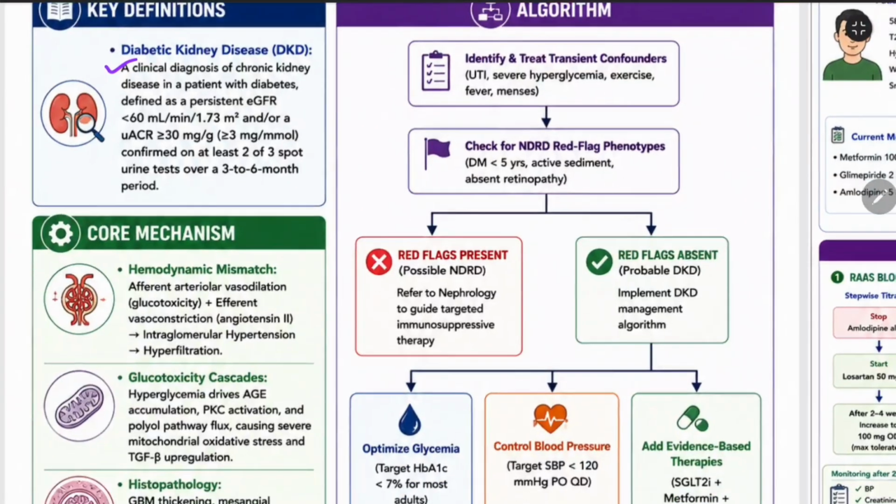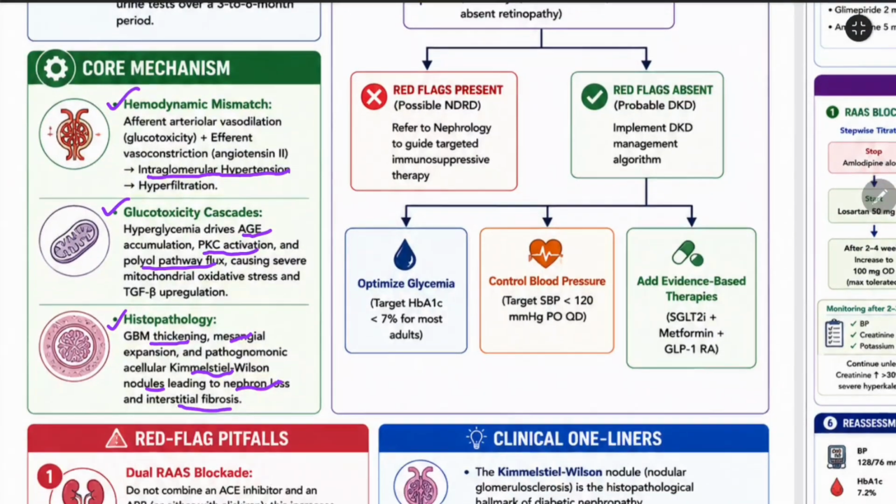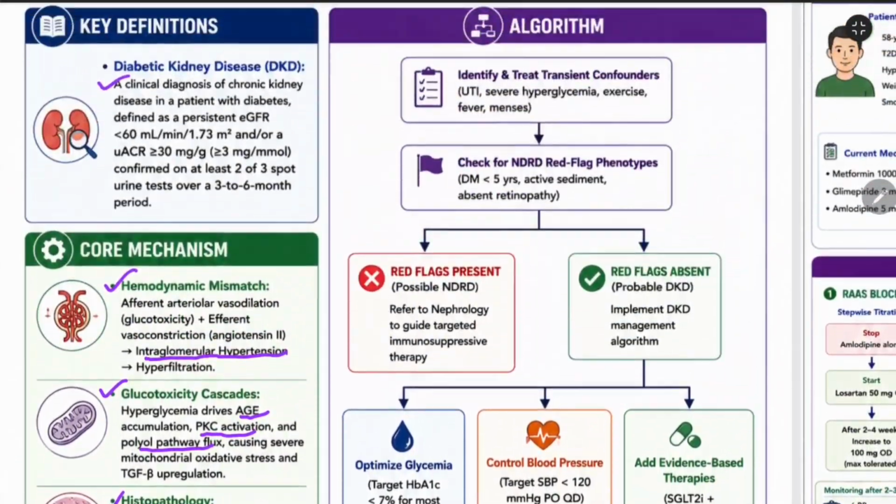What is the core mechanism? Hemodynamic mismatch, raised intraglomerular hypertension. That is one. Second is glucotoxicity: advanced glycation end products, PKC (protein kinase C) activation, and the polyol pathway. That is the second. Histopathologically, first there will be GBM (glomerular basement membrane) thickening, then mesangial expansion, then development of sclerosis, that is Kimmelstiel-Wilson lesions, then nephron loss and interstitial fibrosis. That is the mechanism.